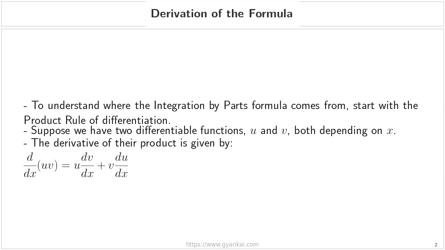The product rule tells us how to find the derivative of the product of these two functions. In mathematical notation, this is written as d over dx of u times v, and it's equal to u times dv over dx plus v times du over dx. So essentially, the derivative of the product u times v is the first function u multiplied by the derivative of the second function v plus the second function v multiplied by the derivative of the first function u. Keep this rule firmly in mind because we're going to use it as our starting point for the derivation. In the next steps, we'll integrate both sides of this equation to arrive at the integration by parts formula.